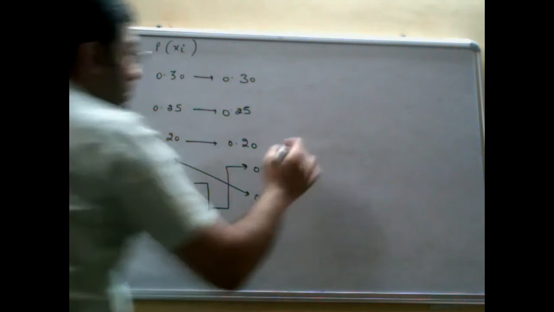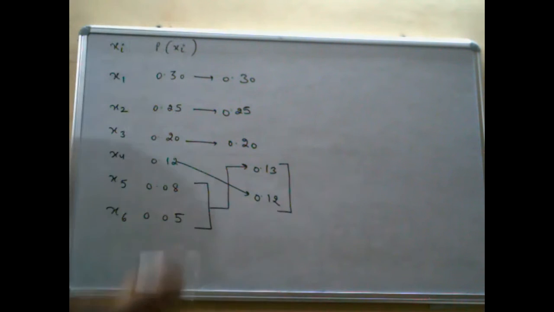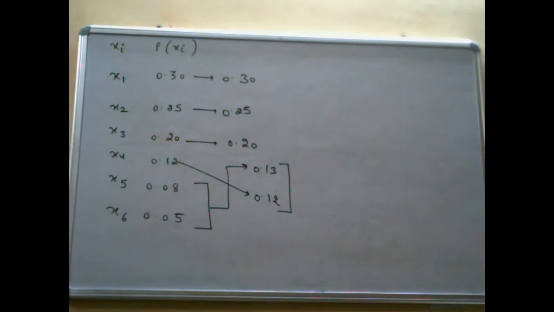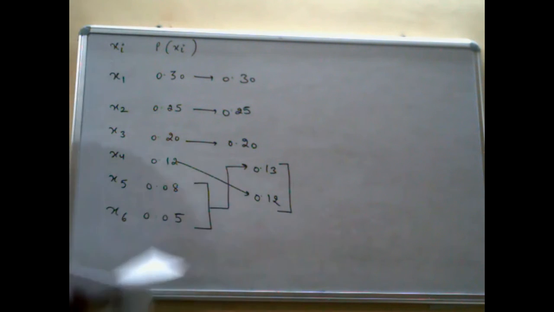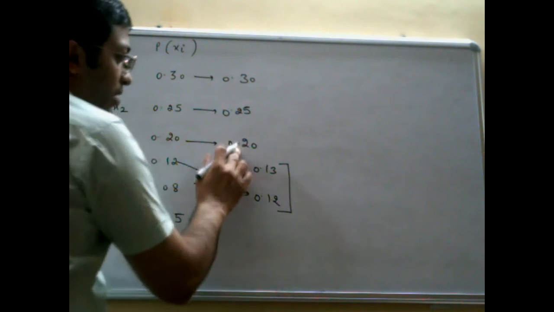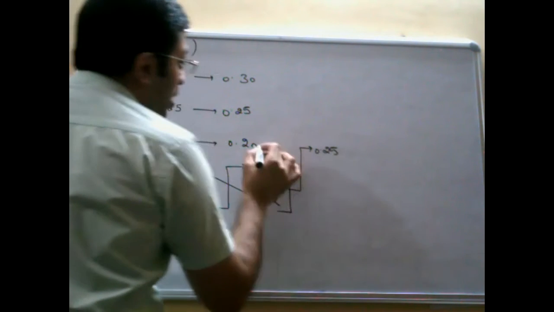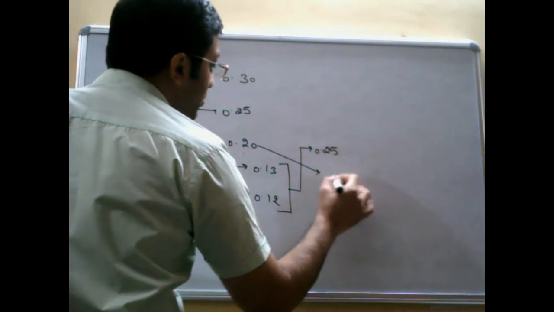Okay, next step. Add again from the bottom, 0.13 plus 0.12. What are you going to get? You are going to get 0.25. 0.25 is greater than this, so it will go above. This will come down.